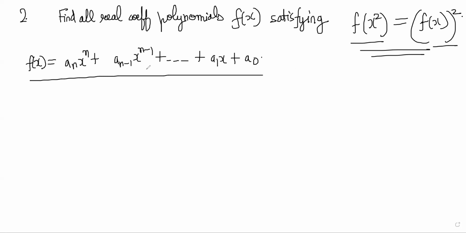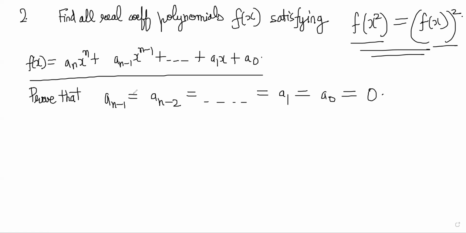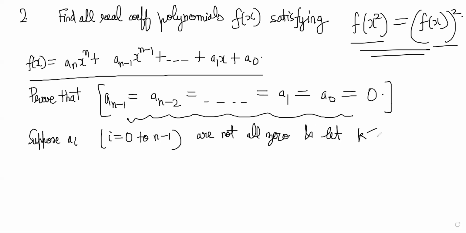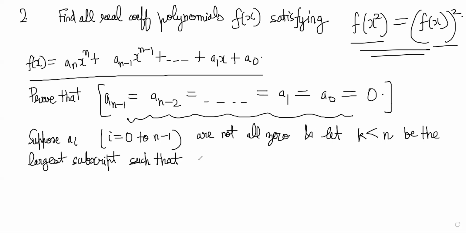Now looking at this result, you will be able to prove that a_(n-1) is equal to a_(n-2) and so on down to a_0, all equal to 0. You should be able to prove this. The way we prove it is we assume a contradiction. We do a proof by contradiction where we say that, okay, suppose the a_i, where i is going from 0 to n minus 1, are not all 0. And let k less than n be the largest subscript such that a_k is not equal to 0. So we are taking a_k as the largest subscript which is not 0.